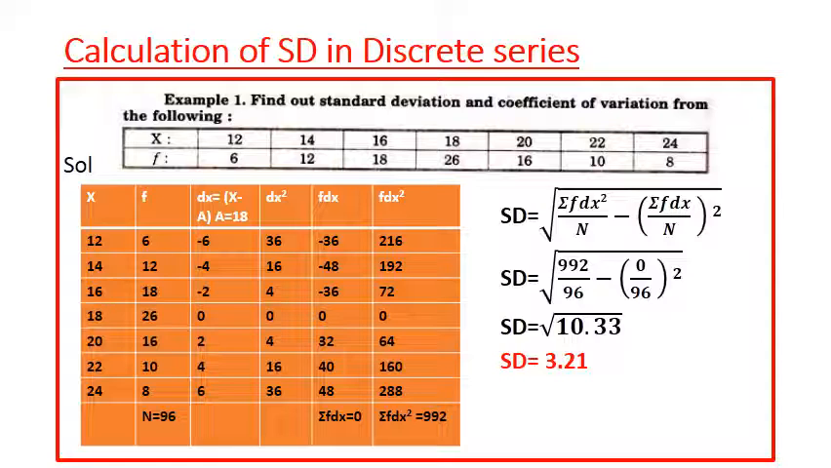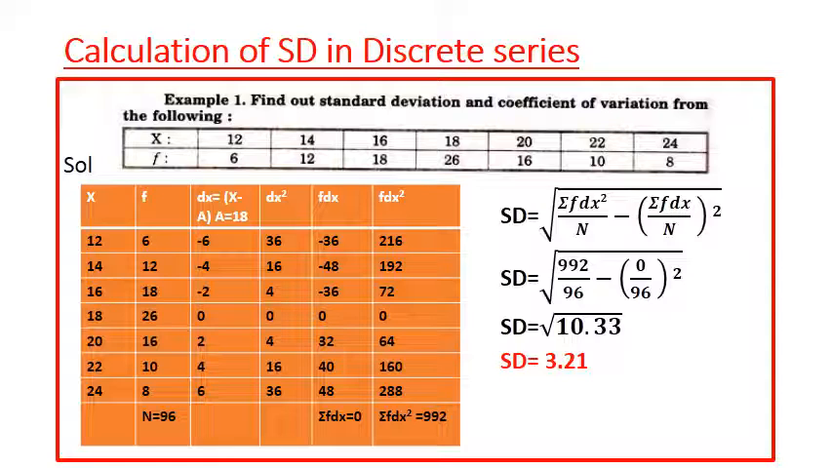The first step is to check the deviation from the assumed mean. So it is 12 minus 18, x minus A. 12 minus 18 is minus 6, then minus 4, minus 2, 0, 2, 4 and 6. Then you have to square the deviations to eliminate the minus sign. 6 into 6 is 36, 4 squared is 16, 2 squared is 4, 0, 0, 2 squared is 4, 4 squared is 16, and 6 squared is 36.